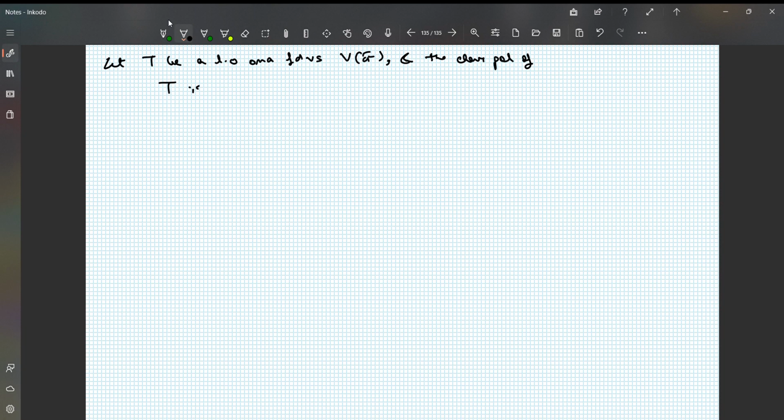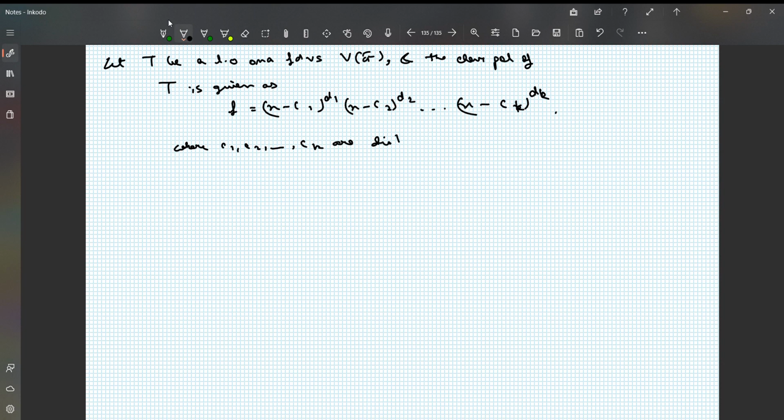And the characteristic polynomial of T is given as f equals x minus c1 to the power d1, x minus c2 to the power d2, until x minus ck to the power dk, let's say, where c1, c2, till ck are distinct elements from F, right?